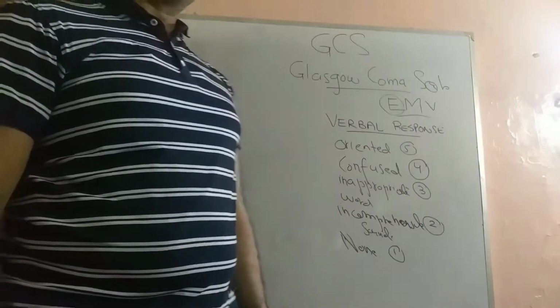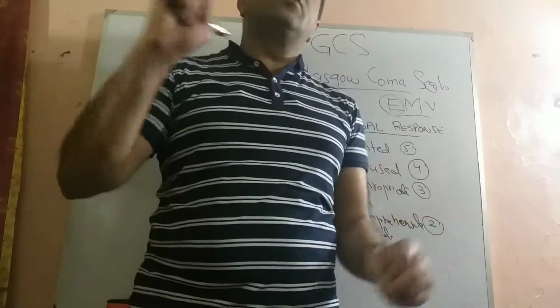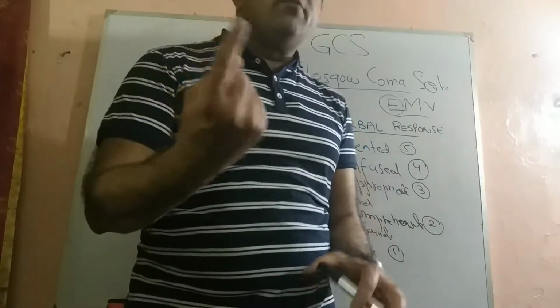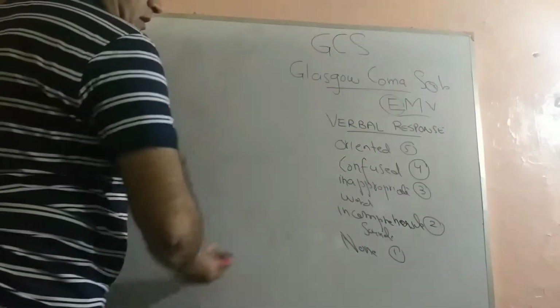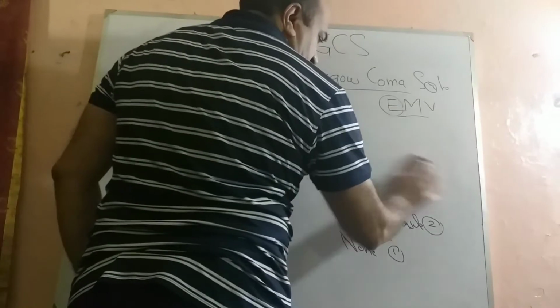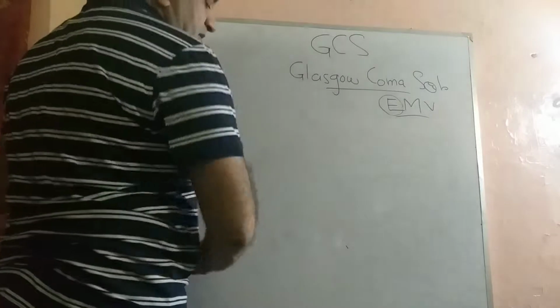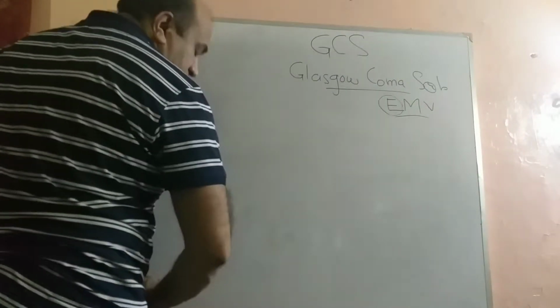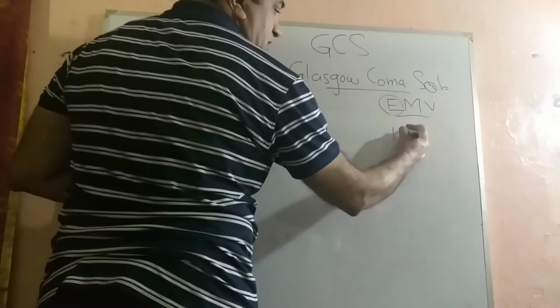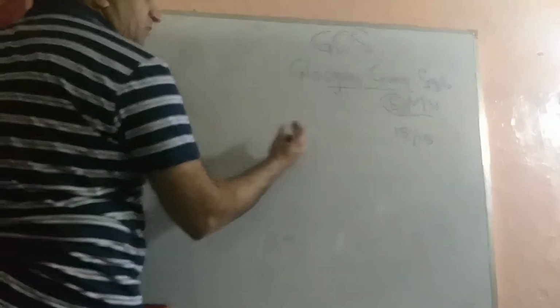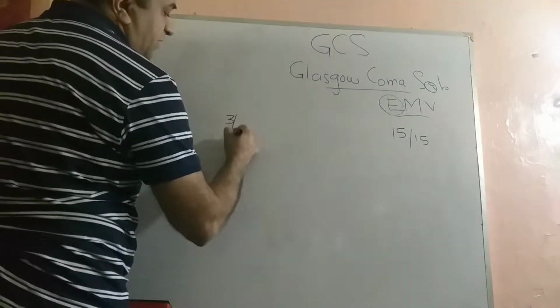If patient is producing incomprehensible sounds, you give 2 marks. And if there is no response verbally, you give 1 mark. Okay. Now there are 2 extremes. A normal person like you and me has got a GCS of 15 by 15. And a dead body has got a GCS of 3 by 15.